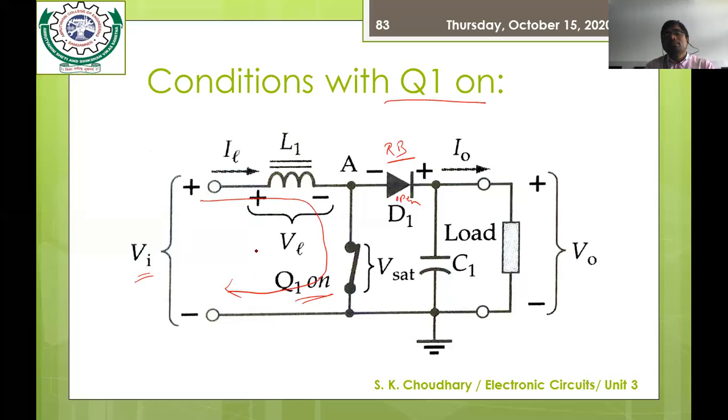So in this condition, what is the voltage across the inductor? You can directly apply KVL.